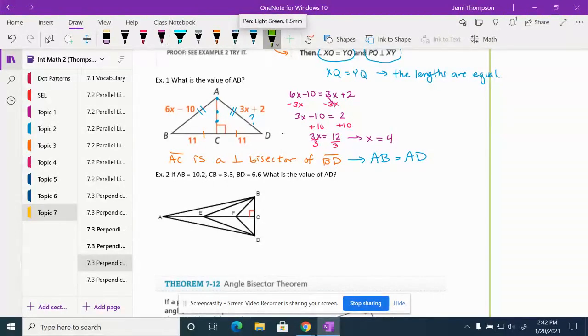All right, so I've got x equal to 4. I still need to find AD though. AD is equal to 3x plus 2. So then I can replace x with 4. Order of operations says I do the multiplication first. And I get AD is equal to 14.